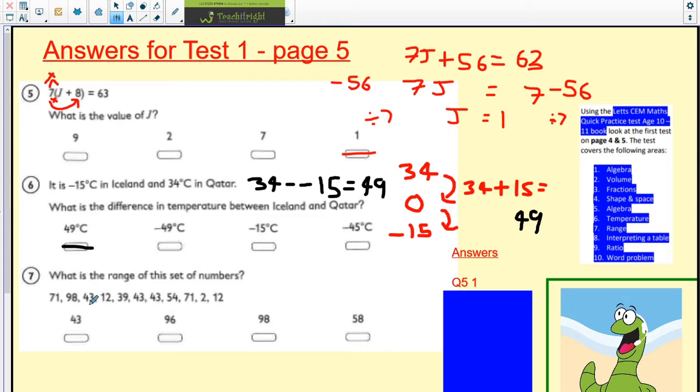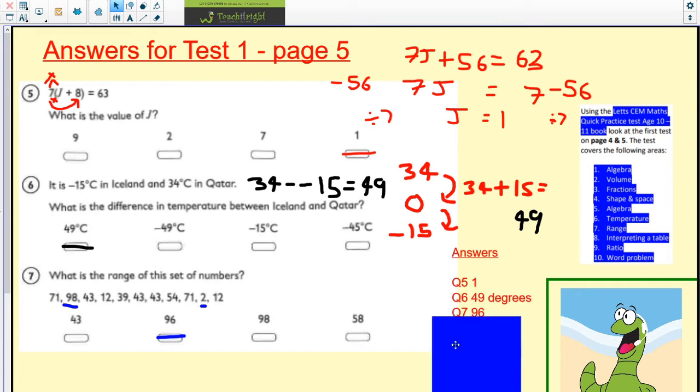So there it was. Range is the biggest take away the smallest. So I need to find my biggest number. Biggest to me looks like 98. Not seeing anything bigger. 12 is quite small. Anything smaller? 2. So if 98 is the biggest and 2 is the smallest, 98 minus 2 is 96. Let's just check our answers. So we've got 1, 49 degrees, and 96.